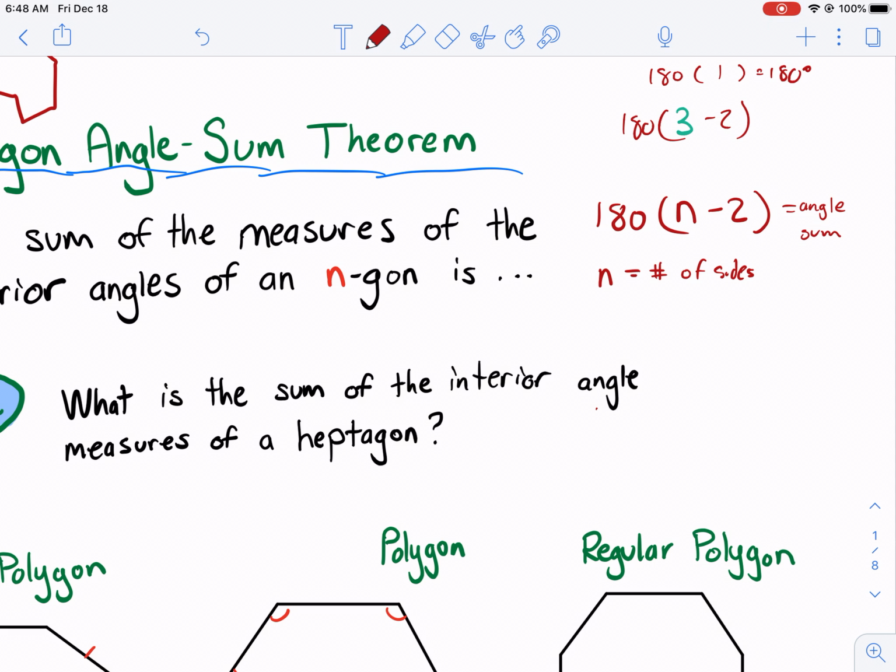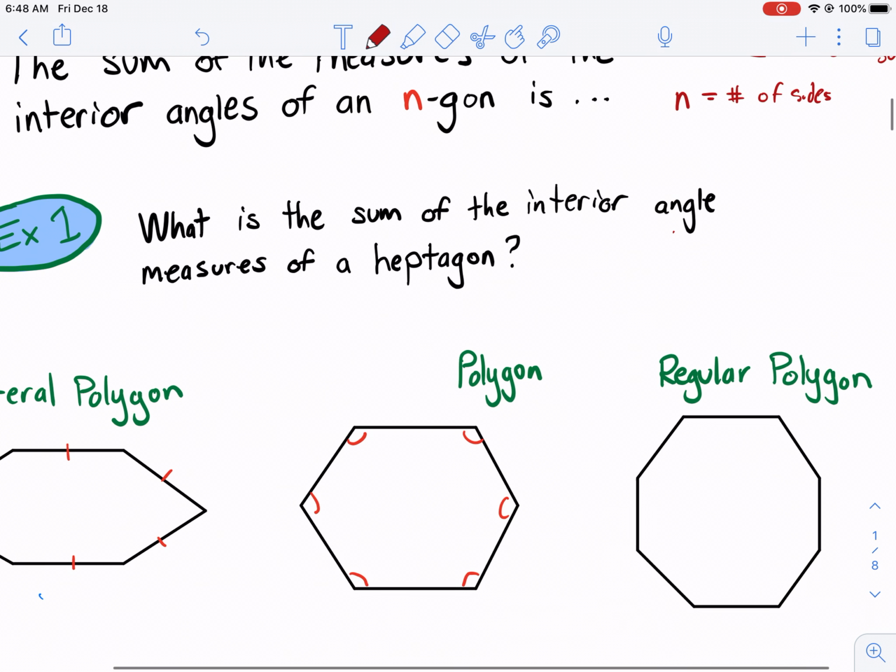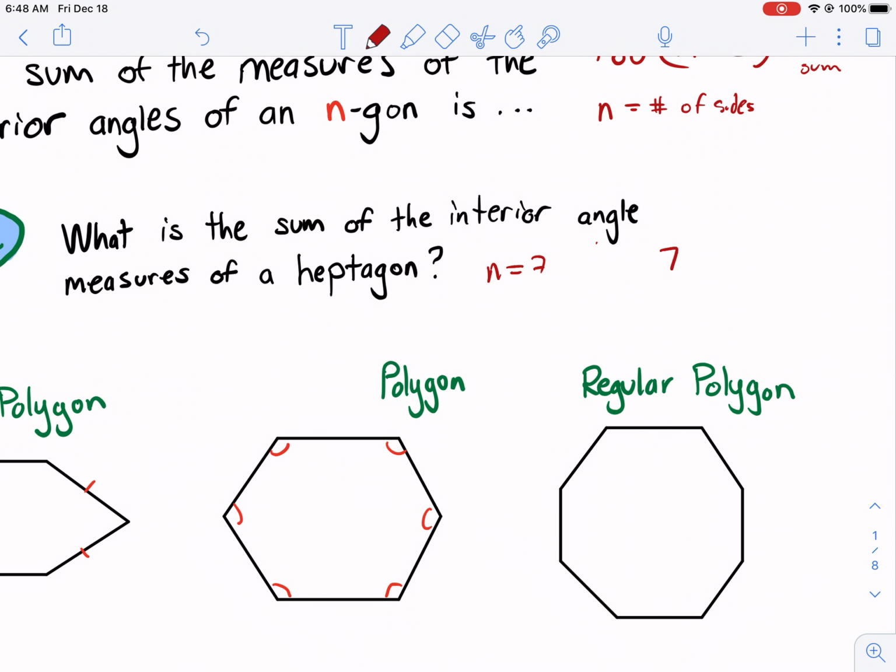Now we're on to the heptagon, and it's confirmed it has 7 sides. So n is going to be equal to 7. Now we just type in 7 minus 2, and then multiply that by 180. 7 minus 2 is 5. So we multiply 5 times 180, and that equals 900. So 900 degrees equals our angle sum.